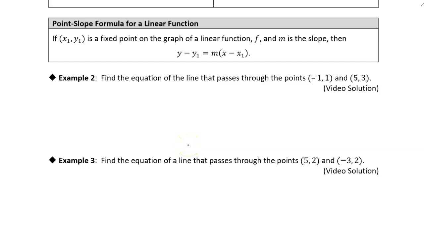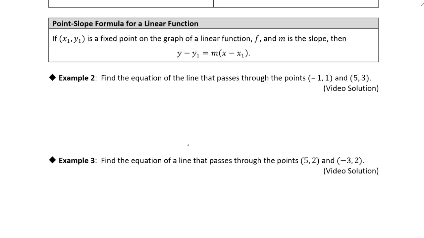All right, so using the point slope formula for a linear function, if we're given a fixed point and the slope, we can write the formula for the line. That's pretty straightforward. But in this next example, we're given 2 points: (-1, 1) and (5, 3). And we want to find the equation of the line that passes through those points.